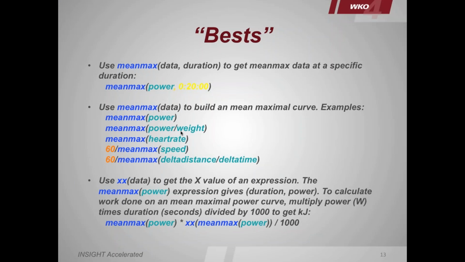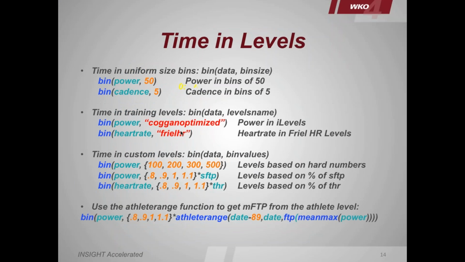So anyway, moving on from bests, the next thing that I wanted to talk about is time in levels. I think everybody's probably seen these first two forms, so I think I can skip over them. What really seems to come up is this question: well, WKO4 doesn't support very many different types of training levels. So I wanted to show everybody you can create your own by taking numbers from somebody else's levels or just inventing your own altogether.